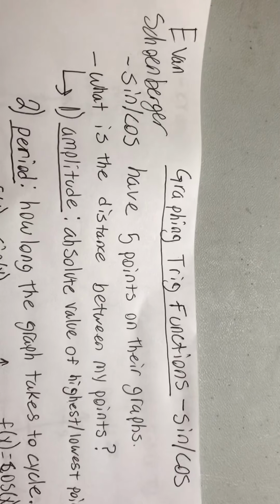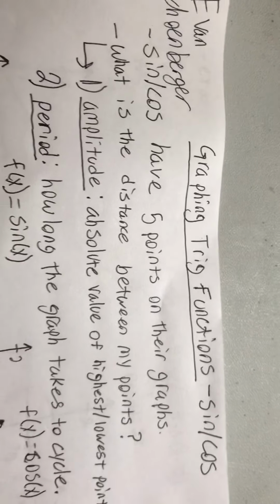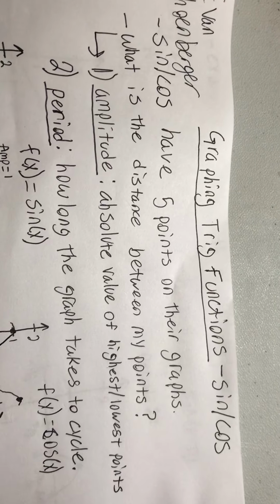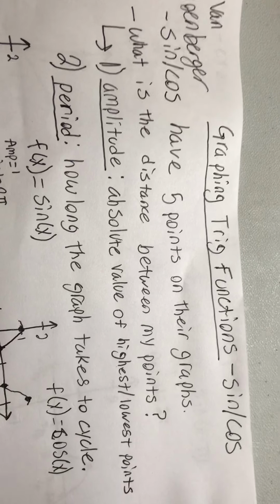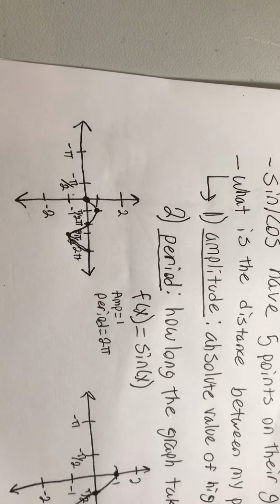Sine and cosine have 5 points on their graphs. What is the distance between the points? You have amplitude, which is the absolute value of the highest and lowest points, and then period, how long the graph takes to cycle. So here we just have the basic sine and cosine graphs.